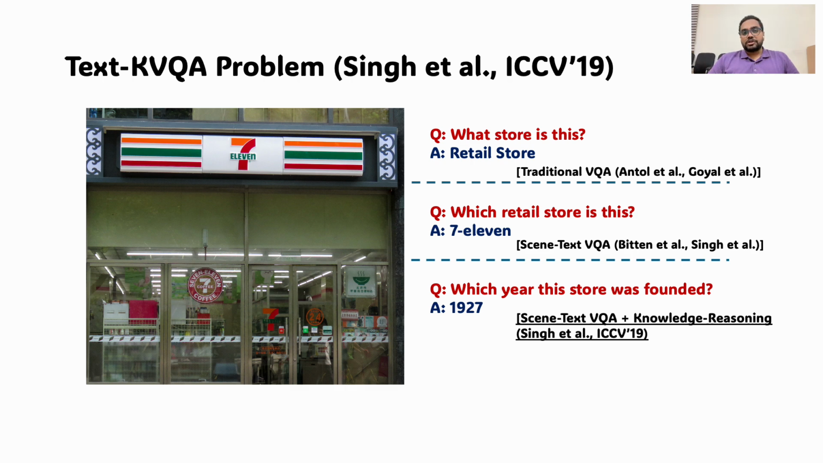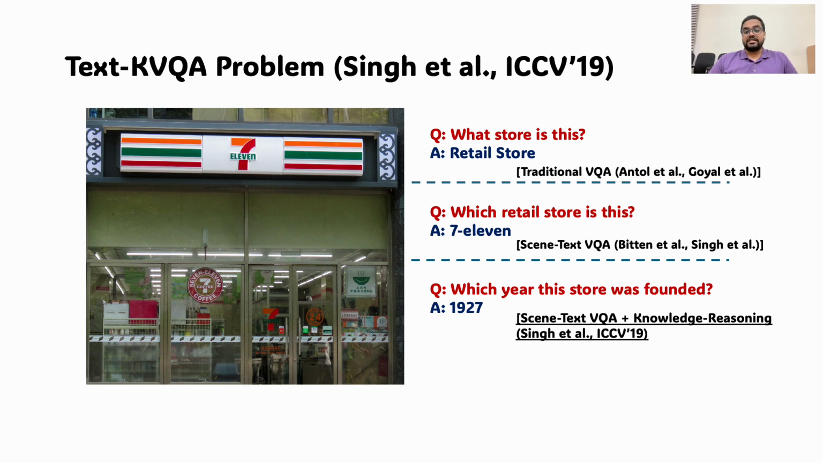I'll start with a brief description of the evolution of the VQA problem from its inception till the problem that we aim to solve in the current work. Earlier, VQA systems required models to perform simple visual recognition. Later, VQA systems required models to read the text present in the images on top of visual recognition. Text KVQA, which was introduced by Singh et al. in ICCV 2019, mandates the models to not only read but also reason over the external knowledge associated with the visual text present in the image on top of visual recognition.